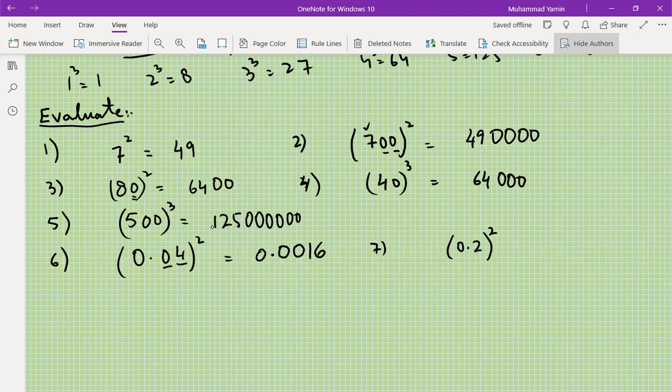0.2 square. First of all, the number is 2. It will be squared as 4. And then here the decimal place is 1. That means after the decimal there is only 1 digit. So it will be 2 decimal places. There are 2 digits after the decimal. So already there is only 1 digit, 4, here. We'll add a 0 here and that will become 0.04. Suppose it is in this way.